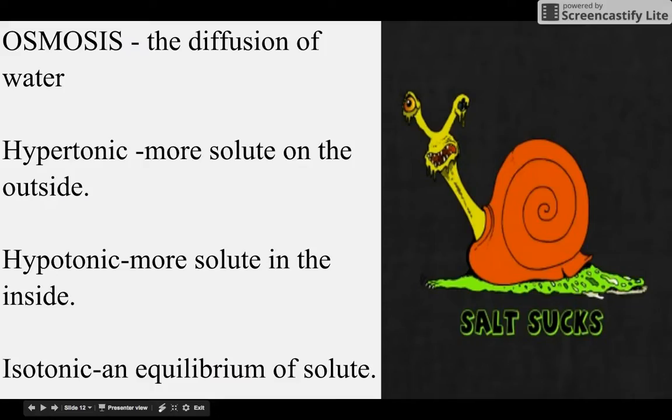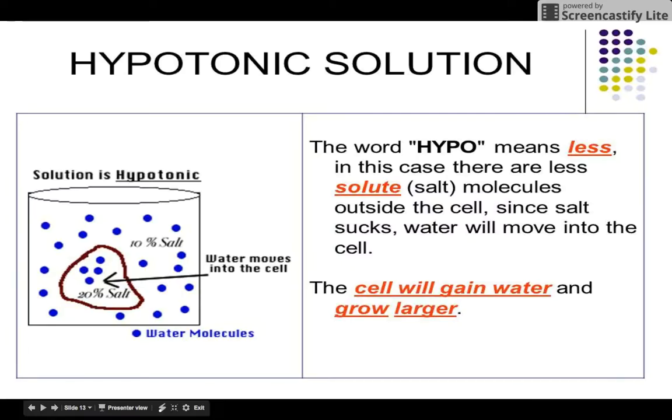Let's talk about 3 ways water moves when it's concerning cells. We will talk about hypertonic. That's when more solute is on the outside of the cell, and hypotonic when there is more solute in the inside of the cell. And also isotonic. This is when there is an equal amount of solute on the inside and on the outside of the cell.